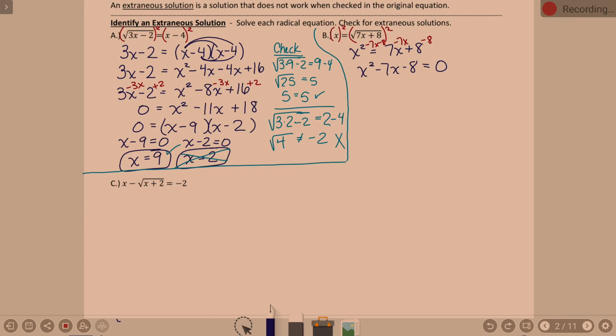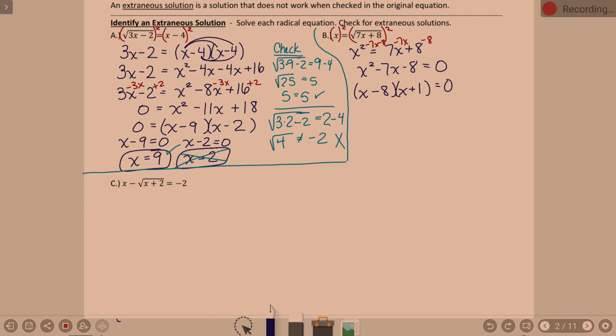And we're hoping this is going to factor. X squared we know will break into x times x. Can we multiply to get negative 8 and add to get negative 7? Yeah. 8 and negative 1. Negative 8. Yeah, for factoring, I'm going with negative 8 and plus 1.